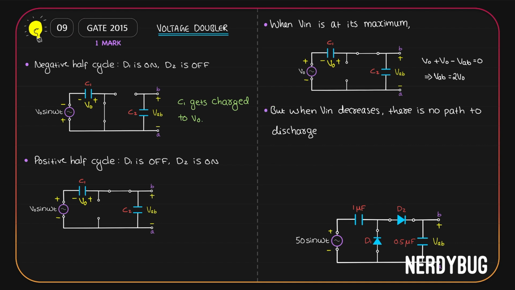So we can say when Vin further decreases from its maximum value, there is no path for both the capacitors to discharge. Which means at the steady state, the output will be constantly at 2V0. So basically, this is what a voltage doubler does. Its output will be constantly at 2 times the maximum value of the input.